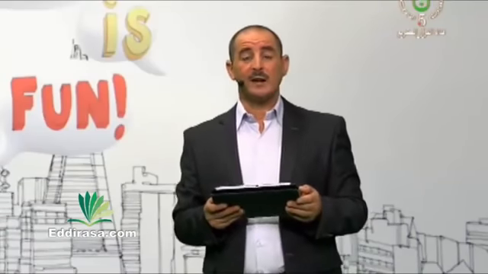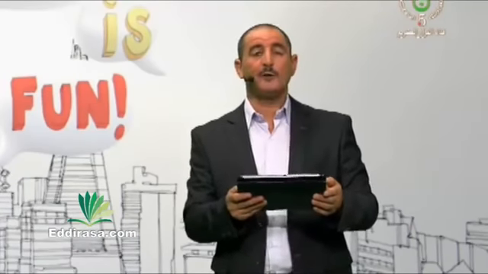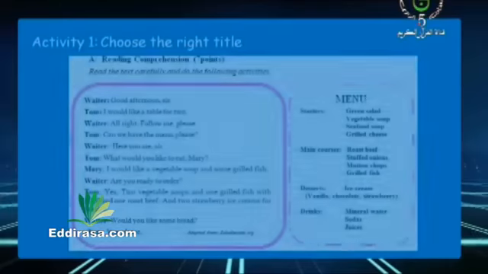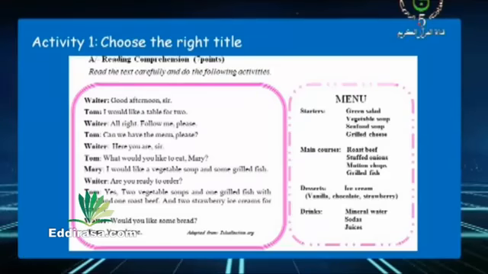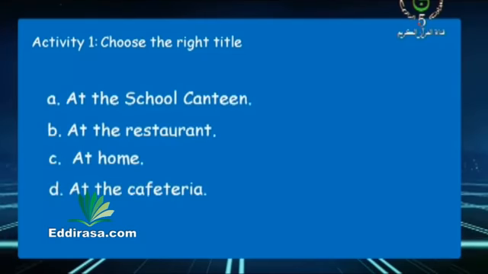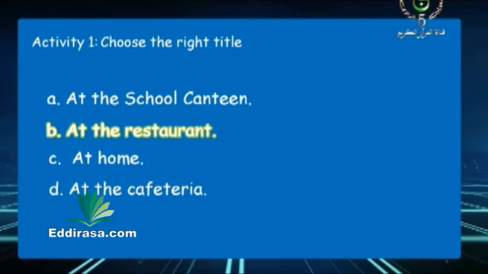Okay, now let's start dealing with this exam paper. So the first activity, as you can see, is a choosing activity where you need to choose the appropriate title to the text. So follow me with the text. Okay, so title number 1, A, at the school canteen. B, at the restaurant. C, at home. And finally D, at the cafeteria. And I'm sure that you got the right title. And of course, as you can see, it is B. So at the restaurant.